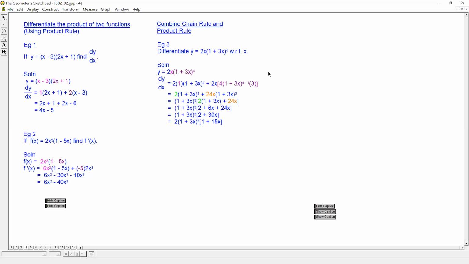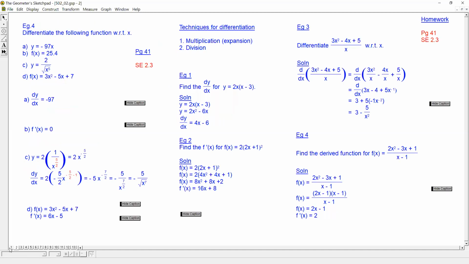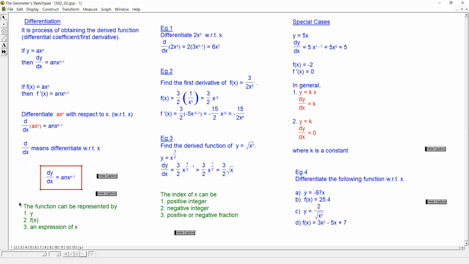Now, so far, can understand what I'm doing or not? Teacher, why the 2x, we only take the x? Okay, I explain. That's the first lesson.